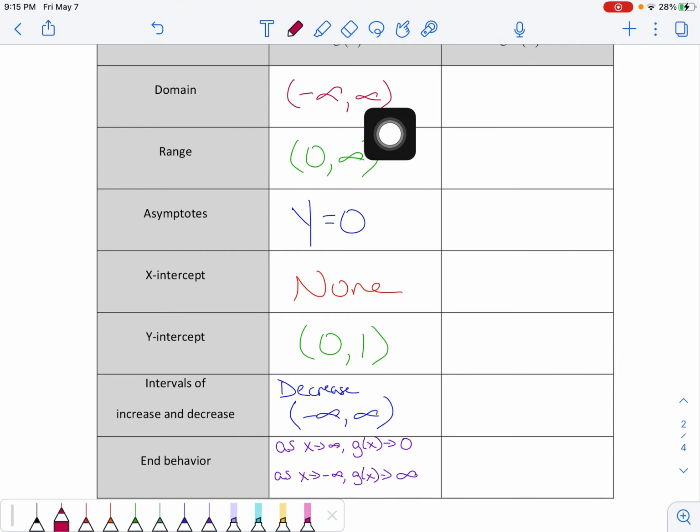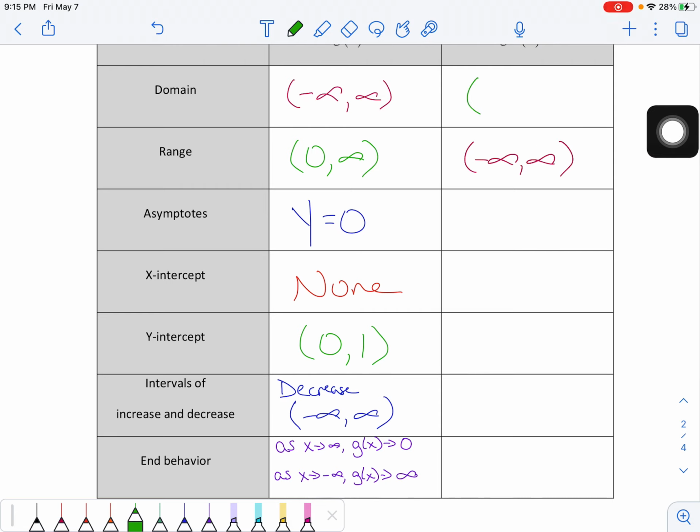So reminder, this domain becomes this range. So that's going to be negative infinity to infinity. This range is going to become that domain, so 0 to infinity. Everything x and y is going to flip.